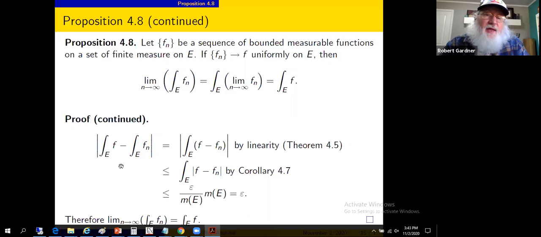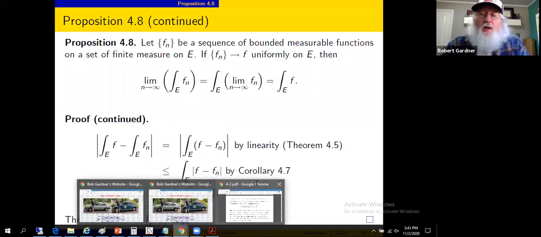We just showed that when n is sufficiently large, the capital N given on the previous slide, the absolute value of this minus this sequence term is less than epsilon. So we can draw the conclusion that the limit as n approaches infinity of this sequence approaches that number. These are numbers because they're definite integrals, so we're really dealing with a limit of a sequence of numbers.